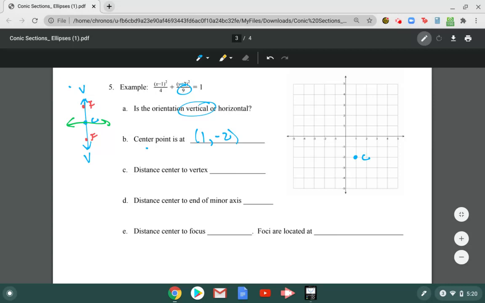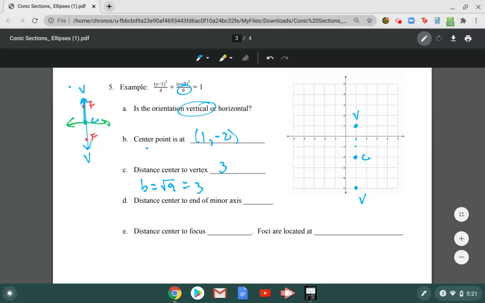Distance center to vertex. Well, to go to the vertex, I need to travel in a y direction. So that's going to be the square root of 9. So b is the square root of 9, which is 3. The b doesn't matter. Just make sure that you're grabbing the 9 to get to its square root of 3. In the y direction is the most important thing. Let's go ahead and draw these in. So 1, 2, 3. There's a vertex. 1, 2, 3. There's a vertex.